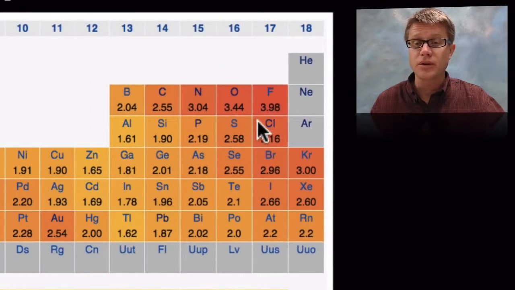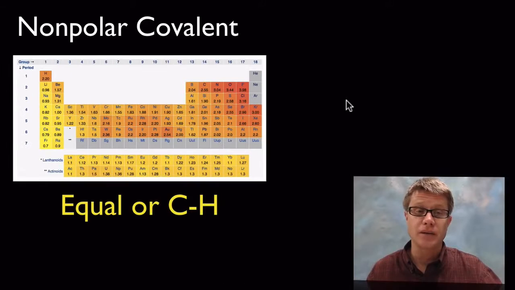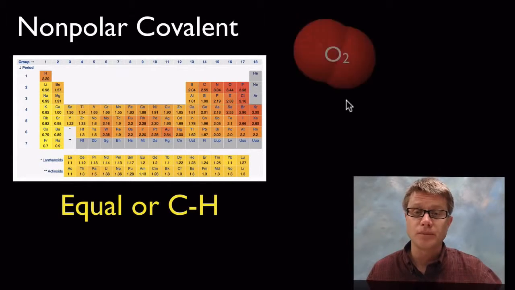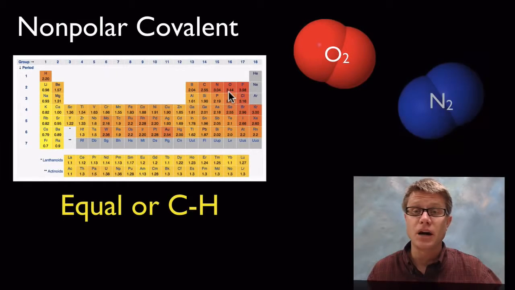And so you can see that fluorine is going to have the highest electronegativity on the periodic table. That means it wants electrons more than any other atom. And so if we have two atoms that are sharing electrons and the electronegativity difference is 0, we call that nonpolar. So oxygen, for example, its electronegativity is 3.44. If we compare it to itself, there's going to be no difference between the two. So that'd be a nonpolar bond.